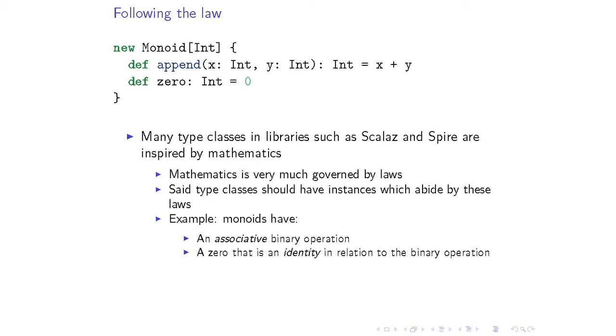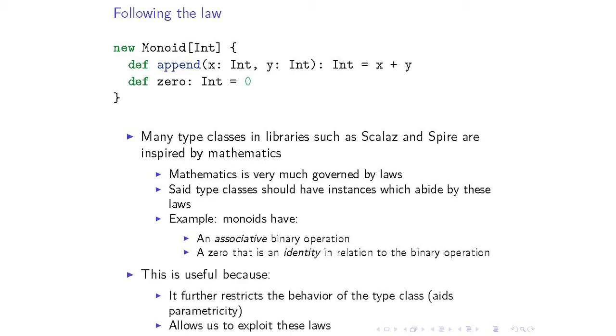So the type classes that we derive from these things should abide by these laws. For example, monoids have an associative binary operation and a zero that is an identity in relation to this binary operation. And this is useful for two reasons. One is that it further restricts the behavior of the type, right? So this sort of aids parametricity, which is the first half of the talk. And it also allows us to exploit these laws.